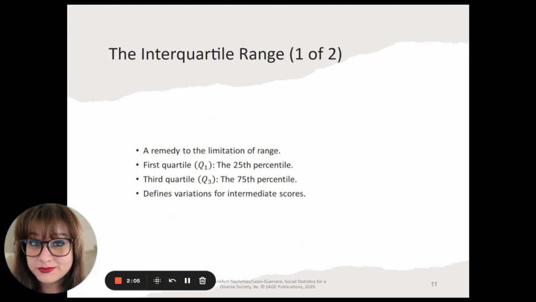So one way that we address that is the interquartile range. So the range is important, but it's limited for a couple of reasons, the first being that you can't use it for nominal variables. So one thing that we can do is use the interquartile range. The interquartile range is a measure of variation still. It's variability. And you can use it for interval, ratio, or ordinal variables because there's some sort of order.